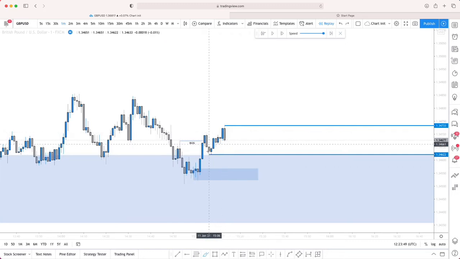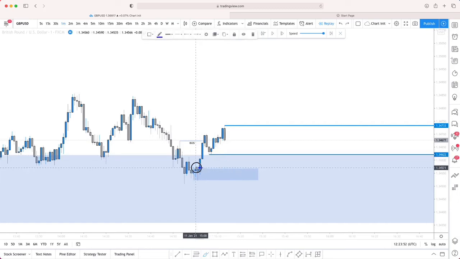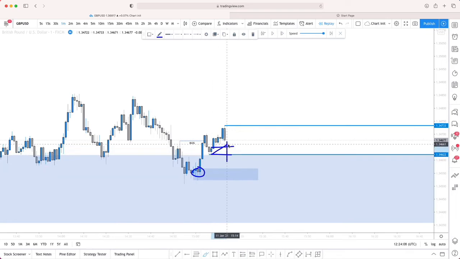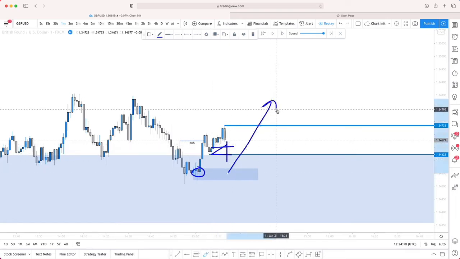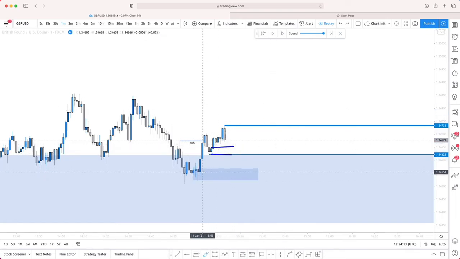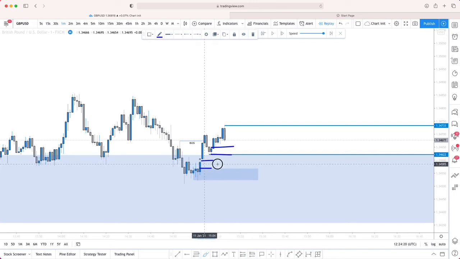Now, if you get a situation where OB number 1 has not been mitigated, just be aware that if you place a trade at this point and you get taken out, don't be too alarmed if price reacts off this OB. So don't be too alarmed if price takes you out on this trade and then reacts off here. That's only if this one has not been mitigated. Because this one hasn't, and there's clear imbalance, so there's clear reason for price to come here. So just bear that in mind.